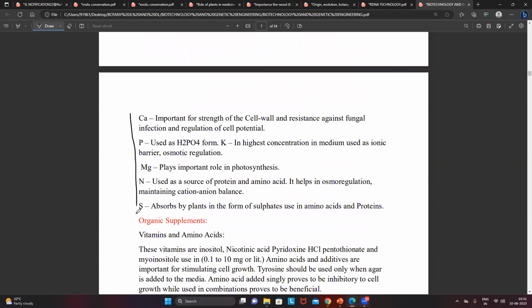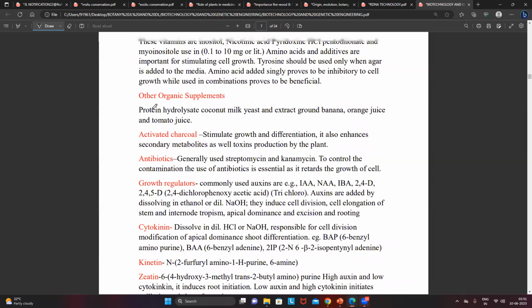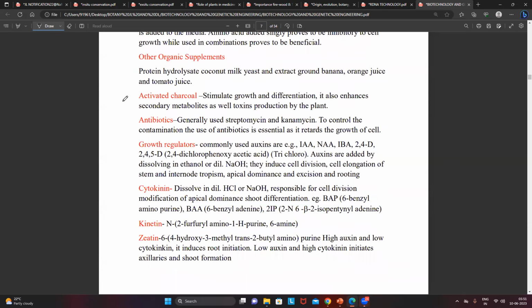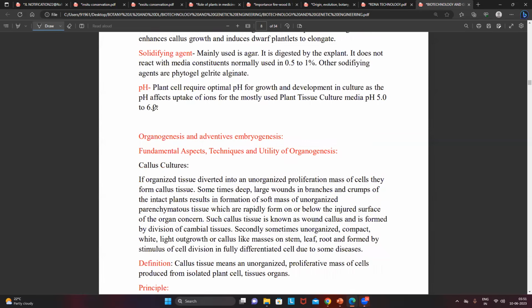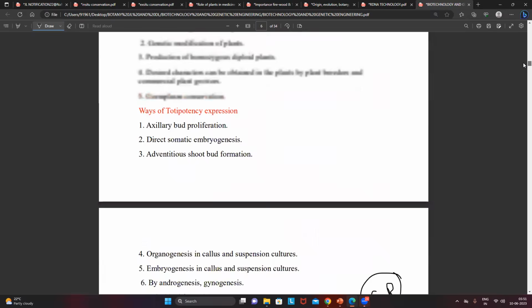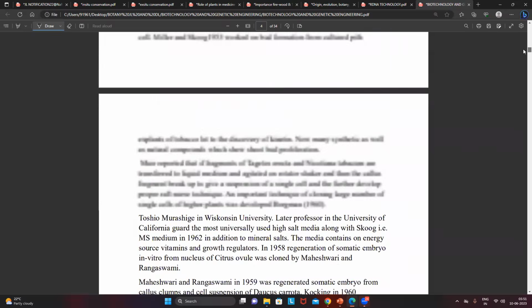So what are the inorganic ones? Calcium, phosphate, magnesium, nitrogen, sulfur. What are their uses? Nothing else is required. And what are the organic ones? This is more important: charcoal, antibiotics. These are very important organic substances. What are their uses? Then what hormones are we using? Over, that's all. Don't read anything else in plant tissue culture. I am re-explaining to all of you so that you don't get confused.